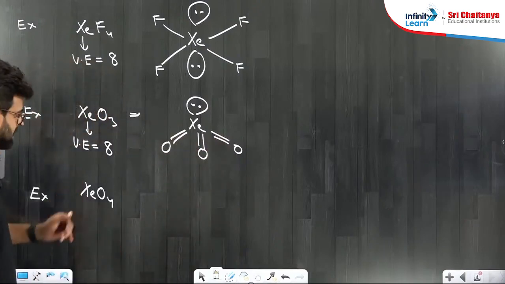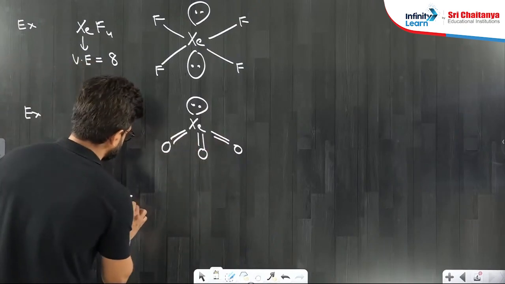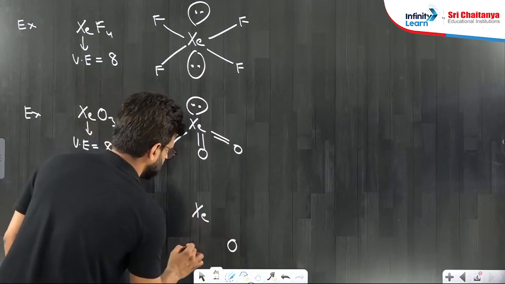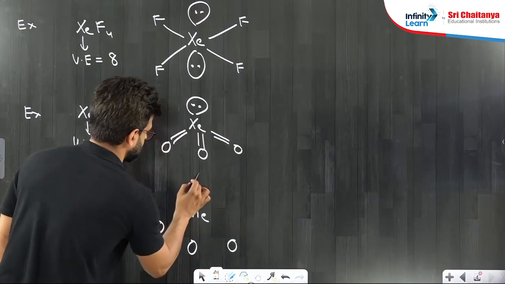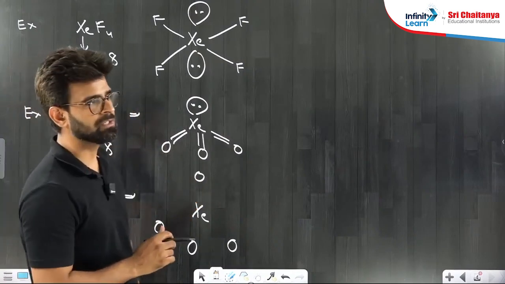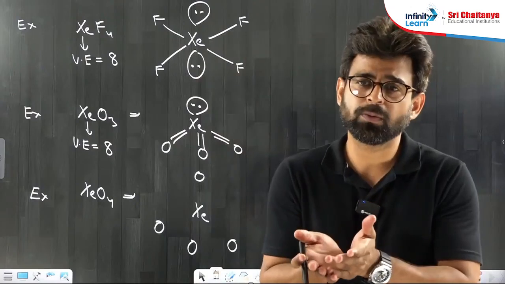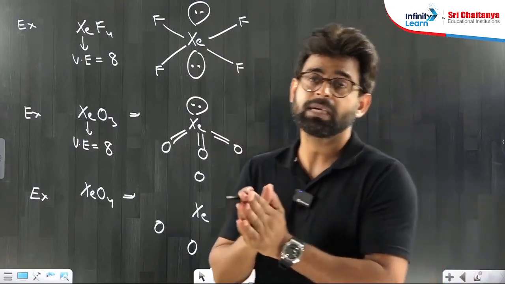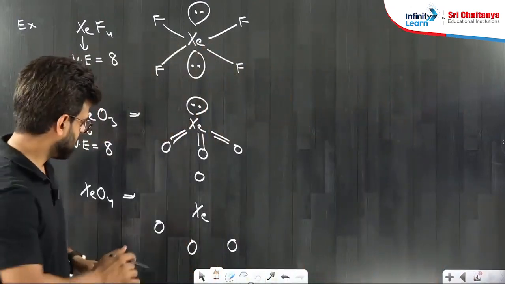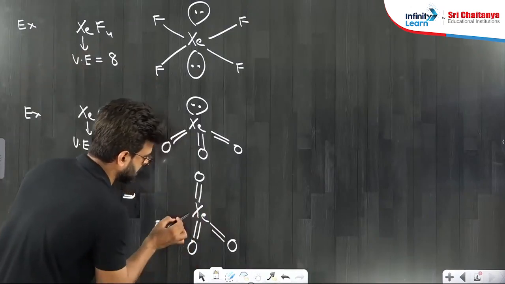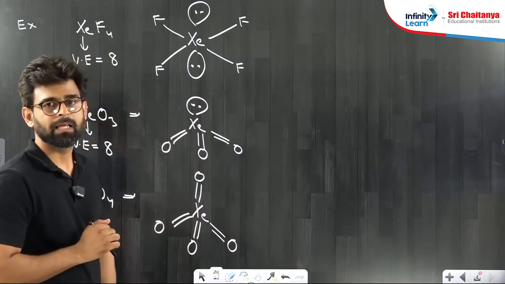Next one is which one? XeO4, fine? But what is XeO4? This is xenon here, right? I am writing oxygen, oxygen here, oxygen here, and oxygen here in XeO4, right? So, again, you know the oxygen wants to make how many bonds? Oxygen wants to make a double bond, right? So, oxygen is making a double bond here, double here, and what? Double here. Getting my point?